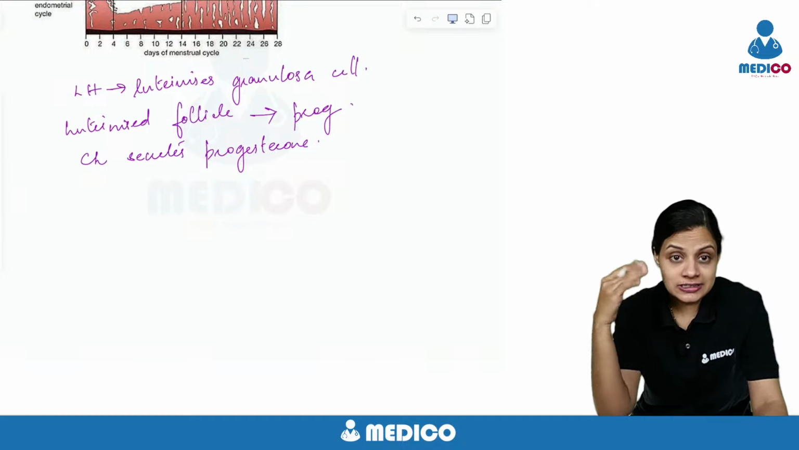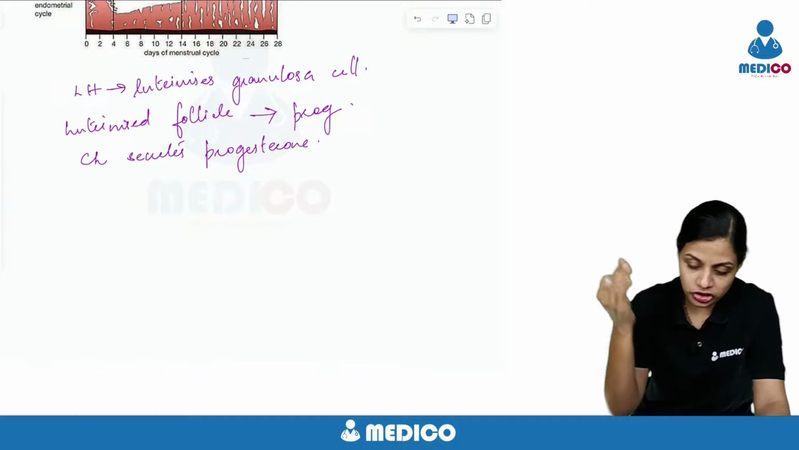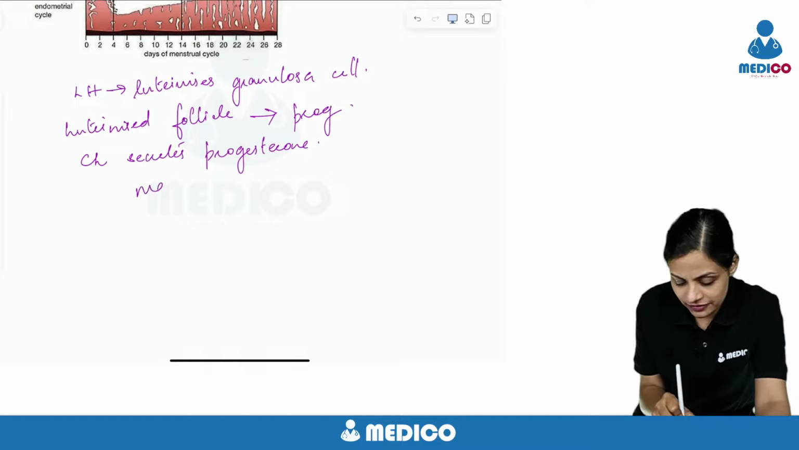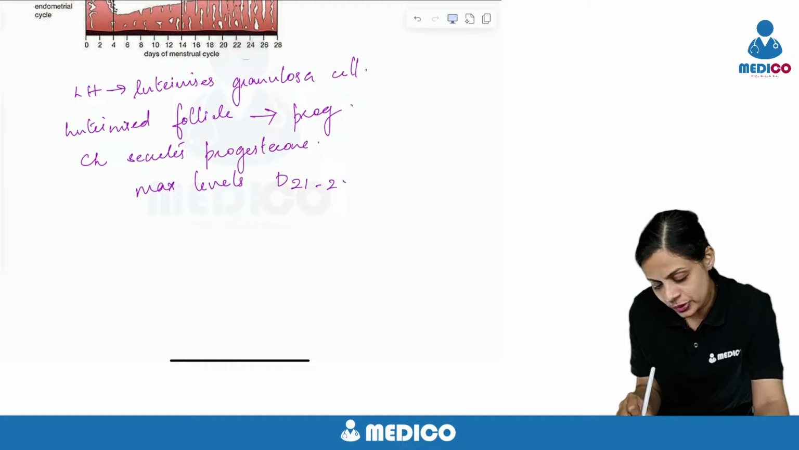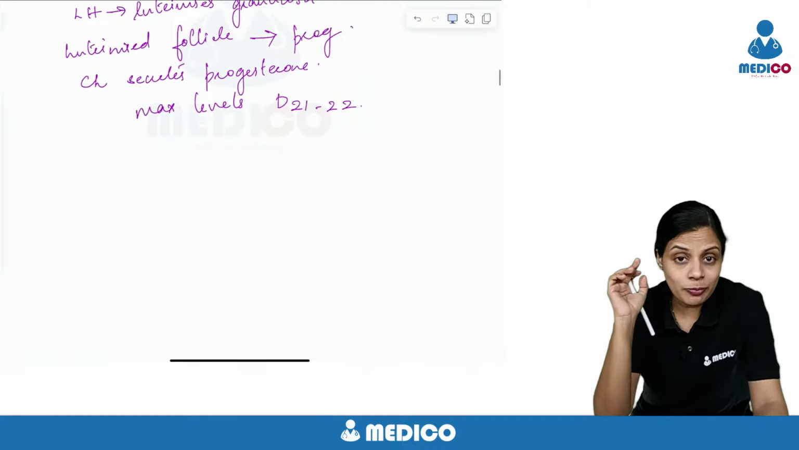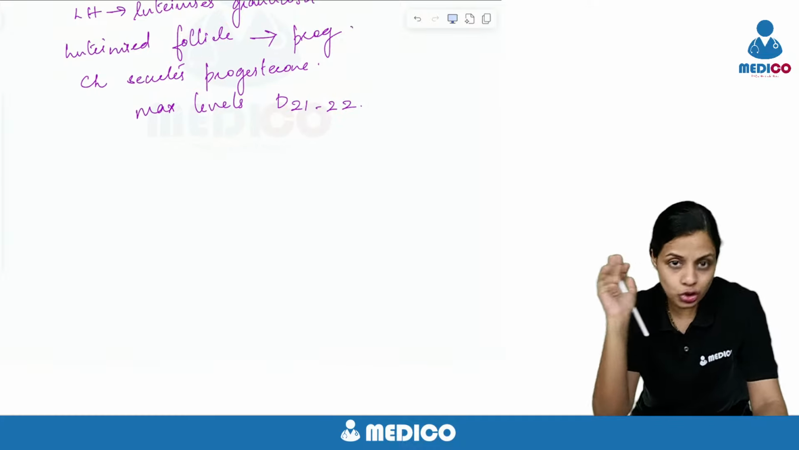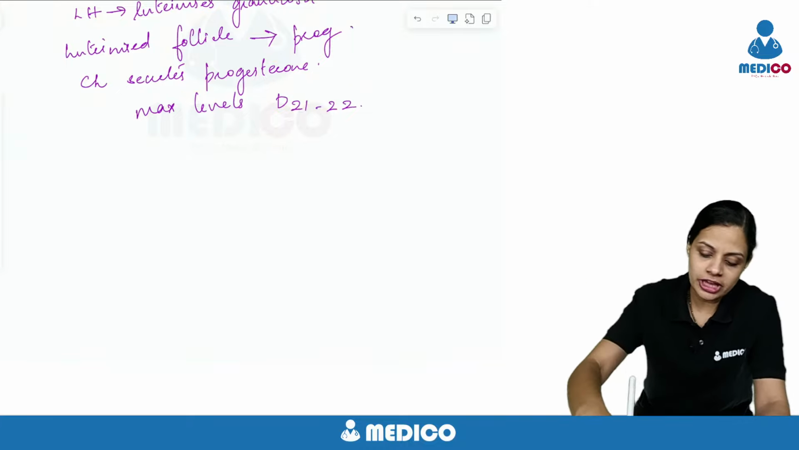The LH surge increases the secretion of progesterone initially, and the maximum levels are seen on day 21 and day 22. So, very low progesterone means ovulation has not occurred. Okay, that is how we came to this answer.